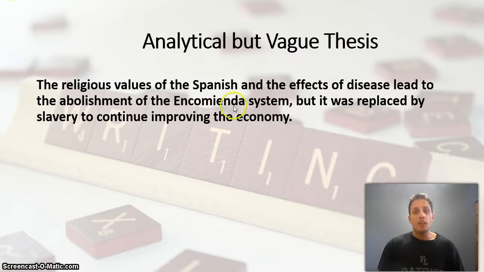And then over here, "was replaced by slavery to continue improving the economy." Okay, again, vague. It doesn't tell you what kind of economy they have, or why there was such a demand for a labor source that they needed to use slavery to replace it. So it's analytical. It does give some different points here, but it's not concrete enough. It doesn't give you as much depth as necessary.